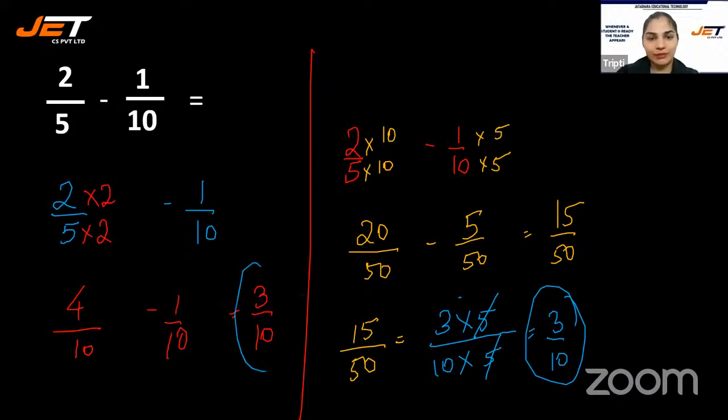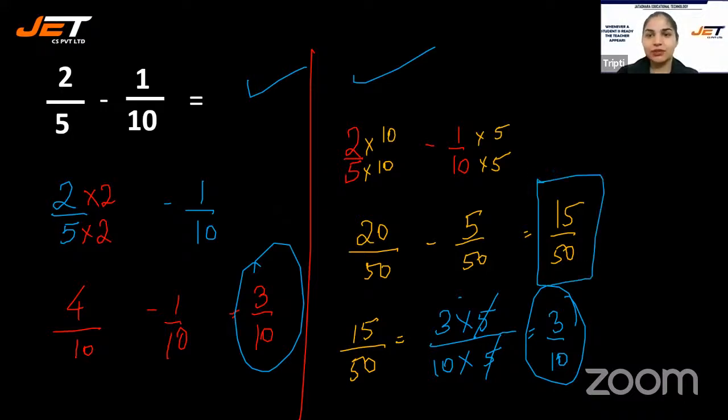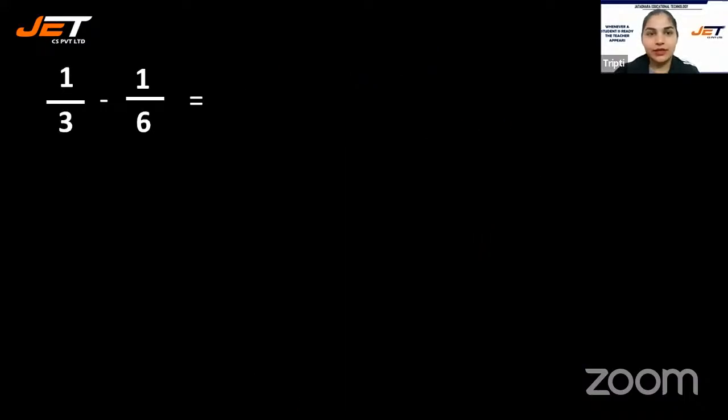Here also you got 3 by 10. So after simplifying, you'll get this answer only. And both the ways are absolutely right. You can choose either. But the answer is 3 by 10, or you can say 15 by 50, because they are equal fractions, having the same value. 1 by 3 minus 1 by 6. I hope after doing so many questions, now you are pro in this.